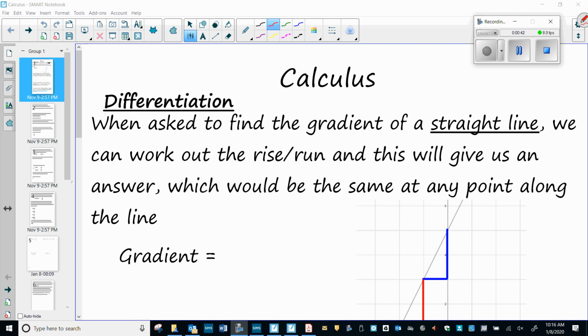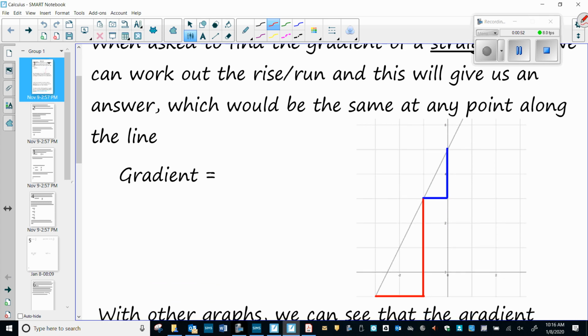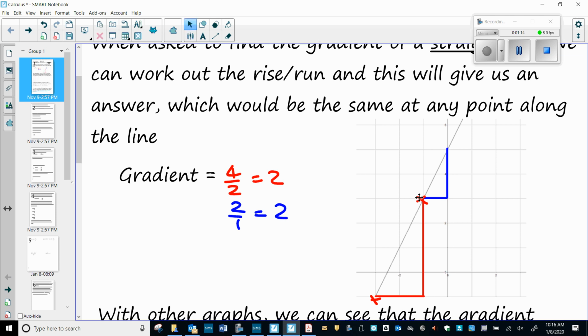What's it all about? Well, when asked to find the gradient of a straight line, we know that we can just look at the rise over run. We would find two points, either the two red parts or two blue parts, and establish two coordinates. We would find the rise and the run, and do rise over run. So what is the gradient of this line? 2. Yep, it's 4 over 2, which is 2, or 2 over 1 if you were looking at the blue one. Easy. It's just one value.